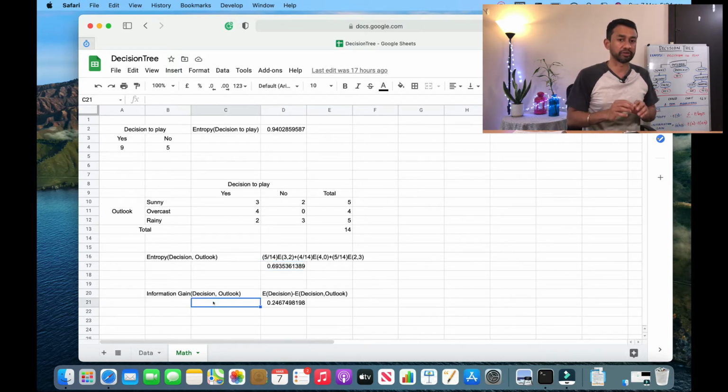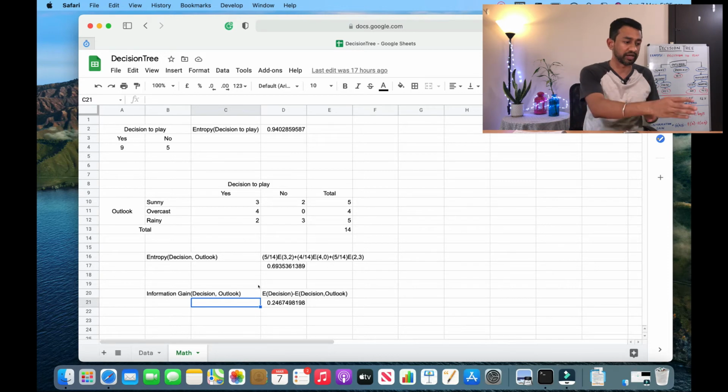So now how to calculate the information gain? In order to calculate the information gain for the 2 attributes, which is the target as well as outlook, what we do is we do entropy of the target minus entropy of the target as well as the attribute that we are choosing. So here the entropy for the target is 0.94, and here the entropy for decision to play as well as outlook is 0.6935. So when we subtract 0.6935 from 0.94, the value is 0.2467.